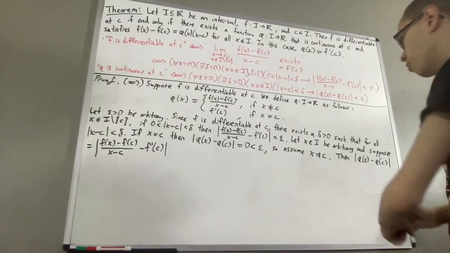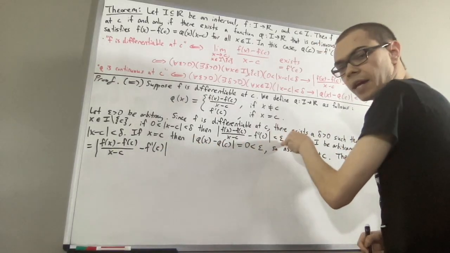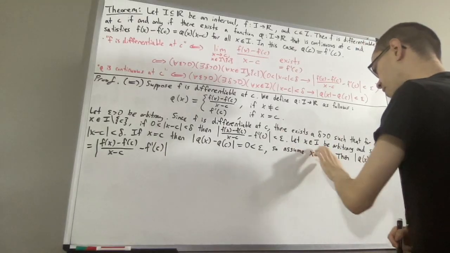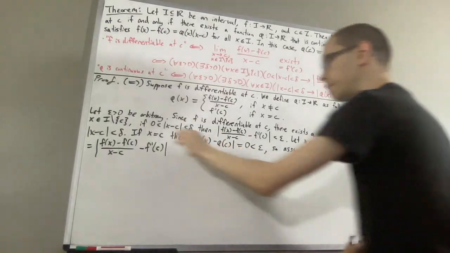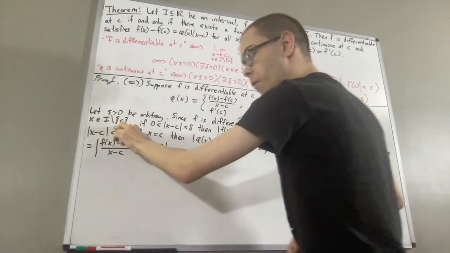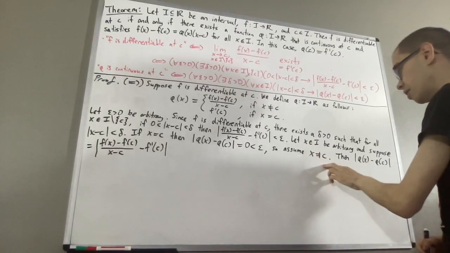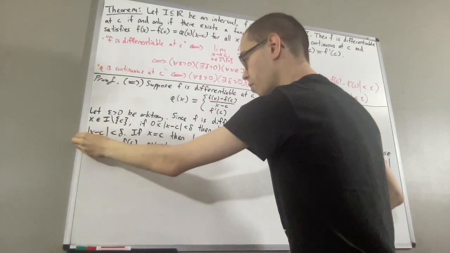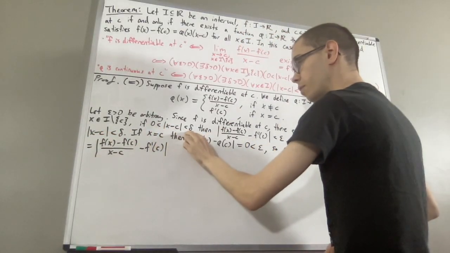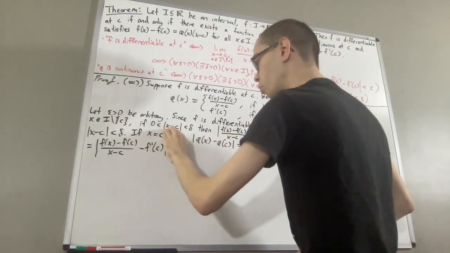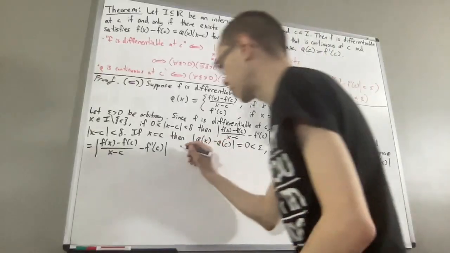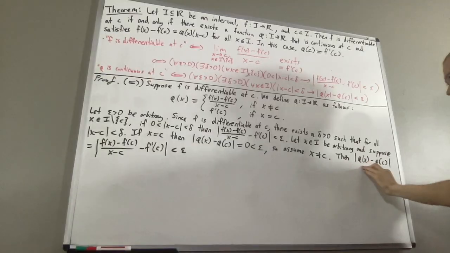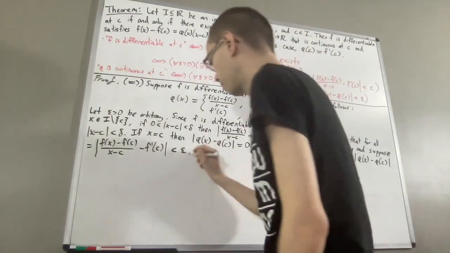But we should have that this is less than epsilon. And we do. Since we know x is an element of I but not equal to c, that means x is an element of I set minus c. Further, since x is not equal to c, we have the absolute value of x minus c is greater than 0. So this inequality is satisfied as well. So since x satisfies both these conditions, we can conclude that this inequality is true. So this is indeed less than epsilon. So that gives us the absolute value of phi of x minus phi of c is less than epsilon.